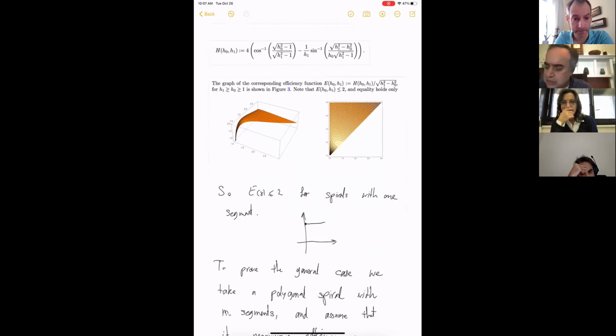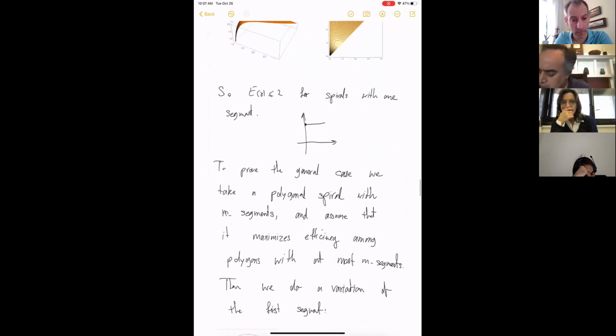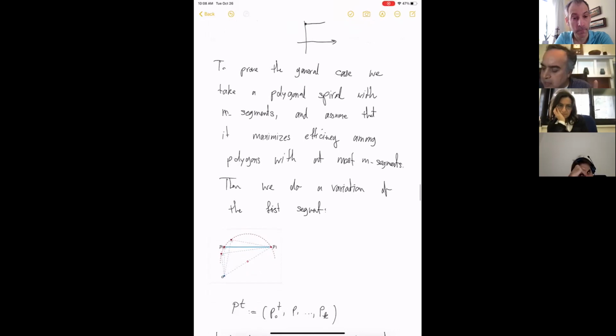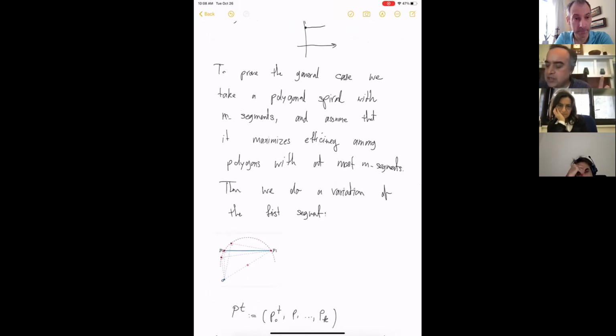So we solved the most simple case, the case where my spiral is just one line segment. Now look at the spirals with multiple line segments, let's say with M line segments. In the class of spirals with M line segments, again there exists one which minimizes length, or minimizes efficiency, I should say.